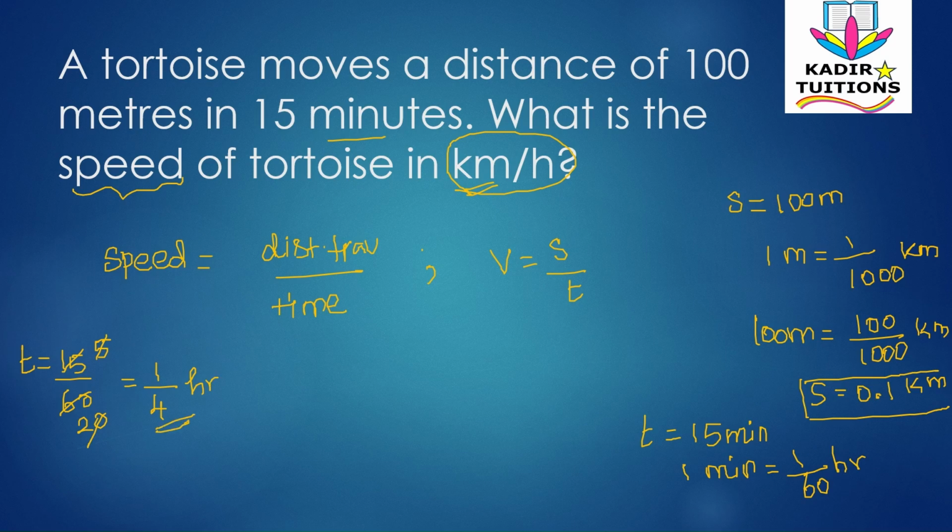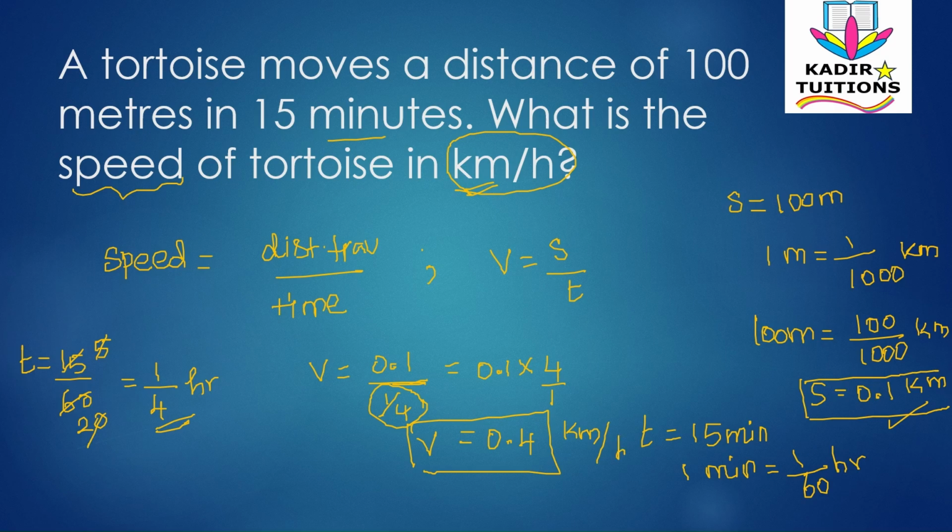And what about the distance? It is 0.1 kilometer. So I can write this as V equal to 0.1 kilometer divided by 1 by 4 hour, or you can write this also in decimal. Do whatever you want. So now I am keeping this as such, 1 by 4, so that I can take a reciprocal by changing this division to multiplication. So 4 by 1. So what is our answer? It is 0.4. So what is the speed over here? It is 0.4 kilometer per hour. This is the speed of the tortoise.